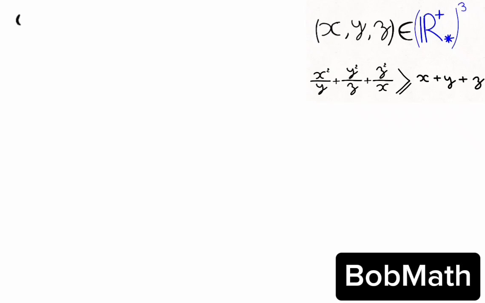Okay, we know that (x minus y) squared is greater than or equal to 0. So x squared plus y squared minus 2xy is greater than or equal to 0. Therefore, x squared plus y squared is greater than or equal to 2xy.